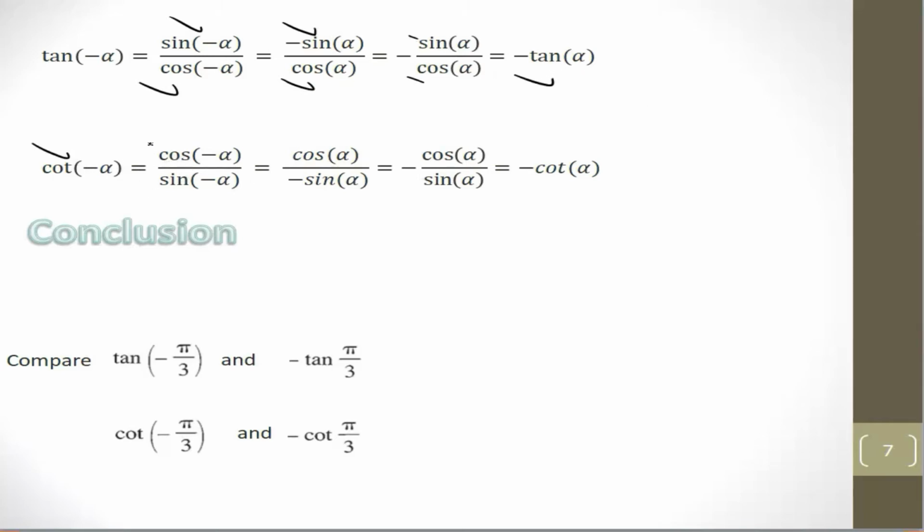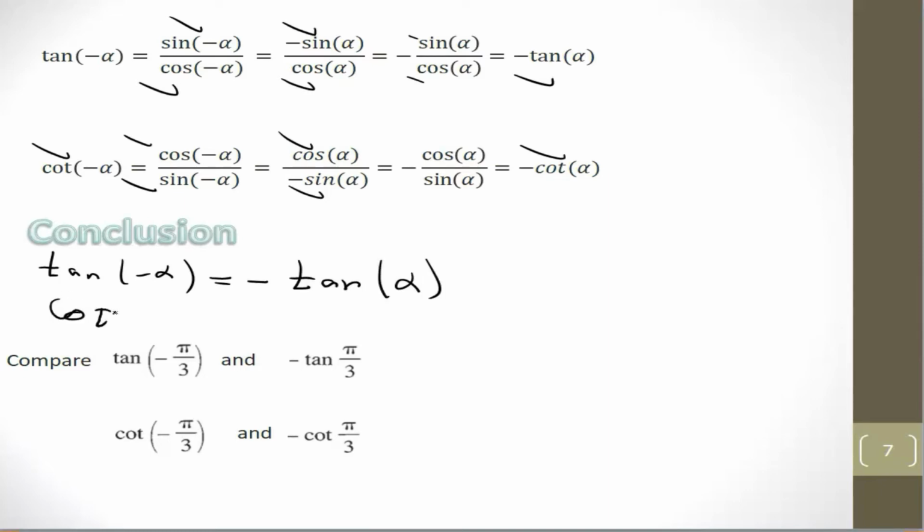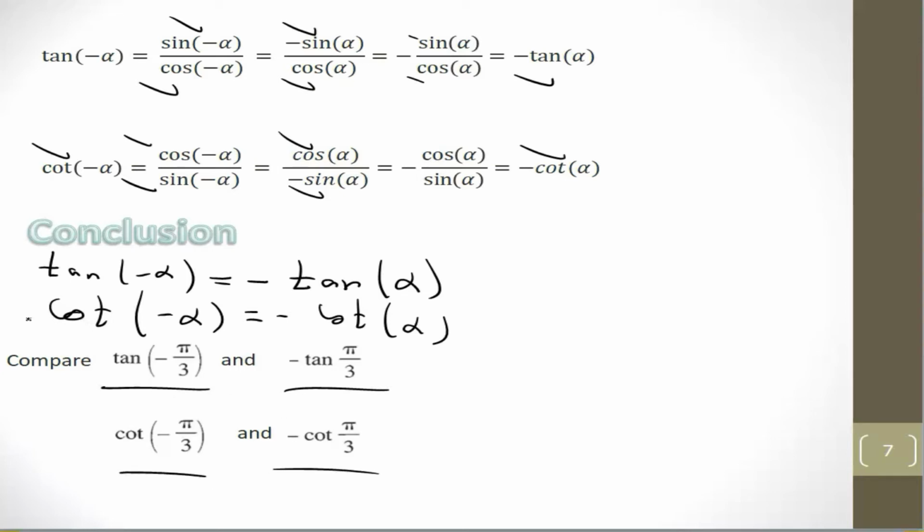Again, cotangent, which is cosine over sine. Cosine minus alpha is the same, sine minus alpha is minus sine alpha, which is at the end minus cotangent alpha. As a conclusion, we can write here tangent of minus alpha is equal to minus tangent alpha. And again, cotangent of minus alpha equals minus cotangent alpha. Okay? You can use your calculator to compare this and to compare this. They are equal, of course. You should get equal values.